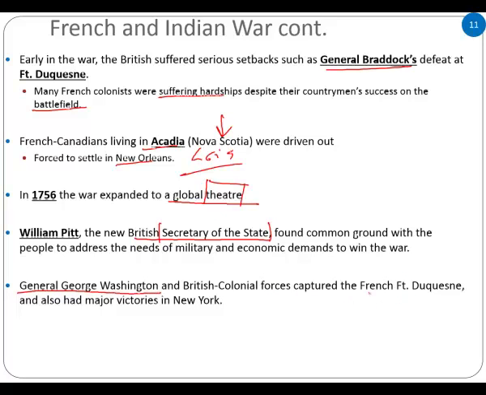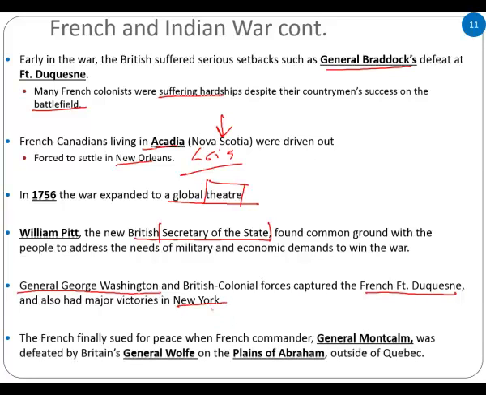British colonial forces captured French Fort Duquesne. Also had major victories in New York. Okay, we're everywhere now. French finally sued for peace when French commander General Montcalm was defeated by General Wolfe at the Plains of Abraham.